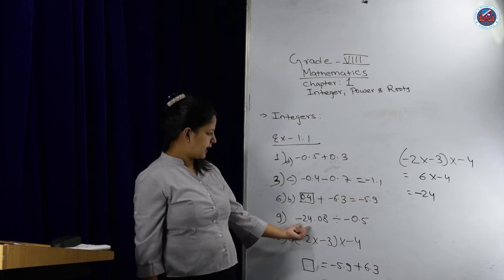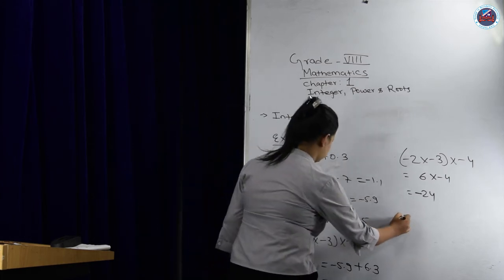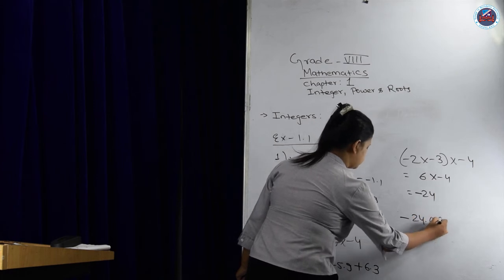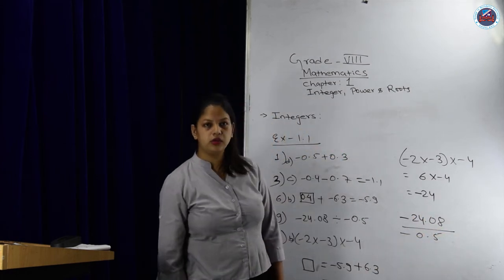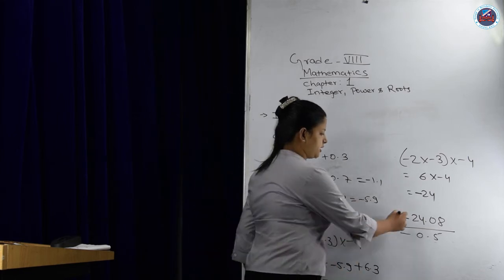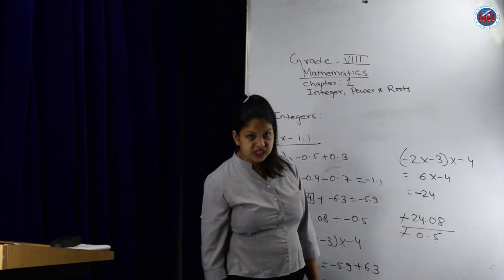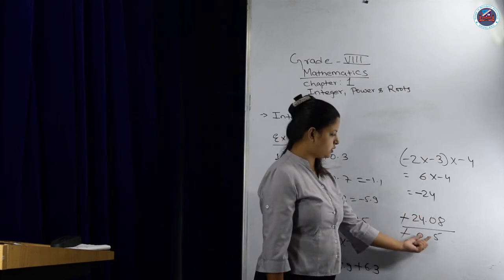Now for question number 9, it's division. Minus 24.08 divided by minus 0.5. Follow the same rule for the division. Minus minus, you can cancel it off. So it would be positive, and you have to divide these two numbers.